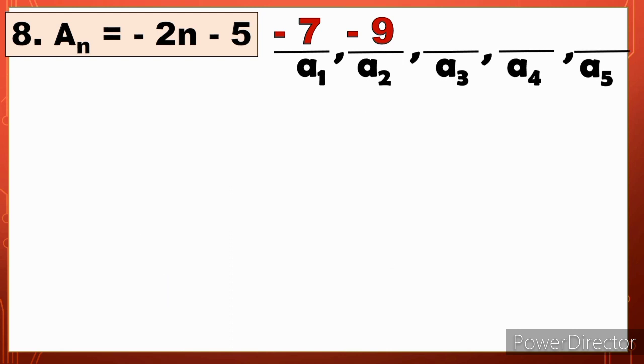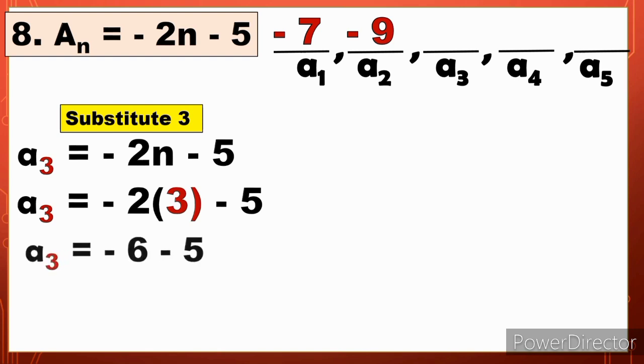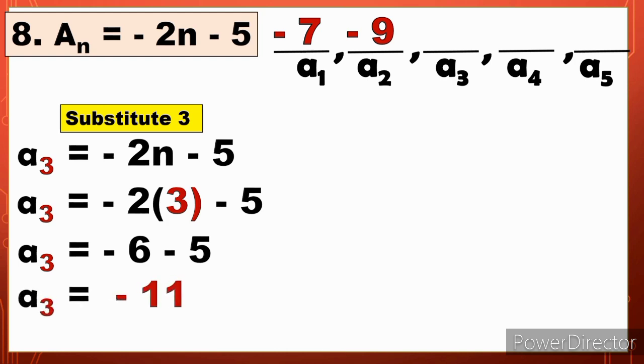Okay, next, to find the third term or a sub 3, isa-substitute natin ang 3. So a sub 3 equals negative 2n minus 5. So yung n, palitan ng 3, so it becomes a sub 3 equals negative 2 times 3 minus 5. Then simplify, negative 2 times 3 is negative 6. So it becomes a sub 3 equals negative 6 minus 5. And then, negative 6 minus 5 is negative 11. So, ang a sub 3 natin or third term natin ay negative 11.